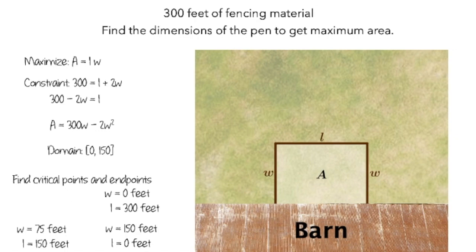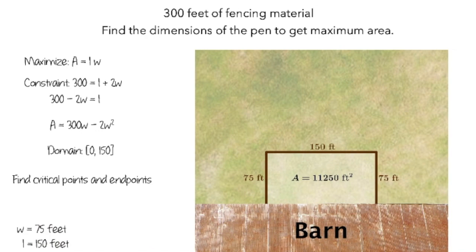Which of these values for the width would give us the largest area? If we use a width of 0 feet, we would have an area of 0. Similarly, if we use a width of 150 feet, the length will be 0, so we also have an area of 0. If we use a width of 75 feet, we will get an area of 11,250 square feet, since the endpoints and critical points represent the only possible places for A to obtain maximum or minimum values.